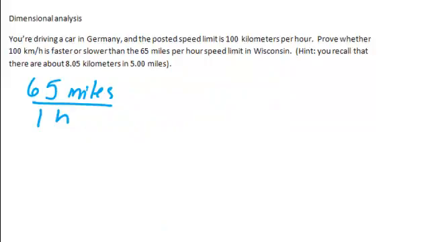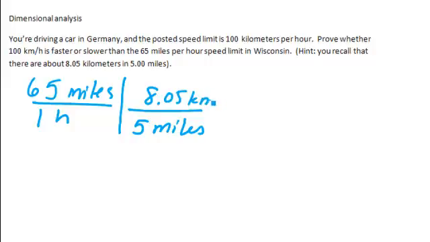Now the other way to solve this problem would be to start with 65 miles per hour and convert miles per hour to kilometers per hour. It's done in the same manner where you set up a fraction, the numerator is 65 miles per 1 hour, and then you set up the conversion. That would be 5 miles in 8.05 kilometers. Again, the numerator and the denominator cancel, leaving you with kilometers per hour.